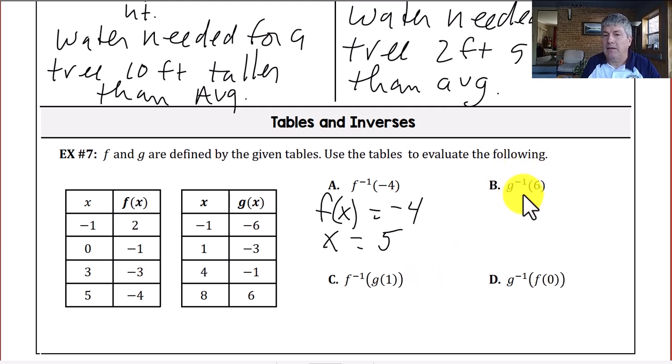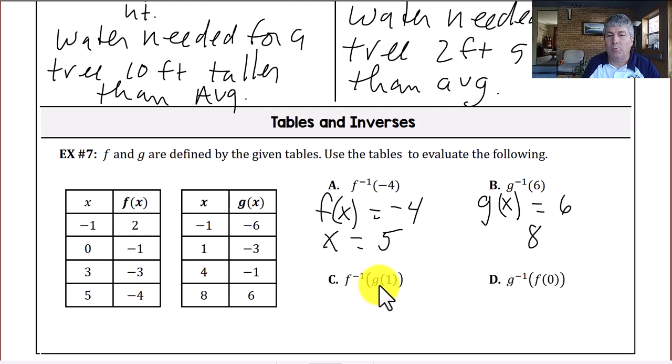And in b, it's the same kind of thing, but in the g function, the inverse of g of 6, so g of x equals 6. So we see the output is 6. Our input for that is 8. So the answer to that, x equals 8.